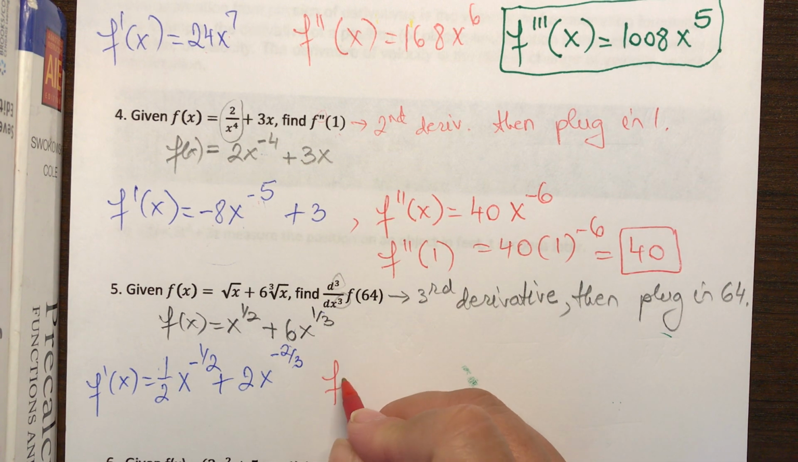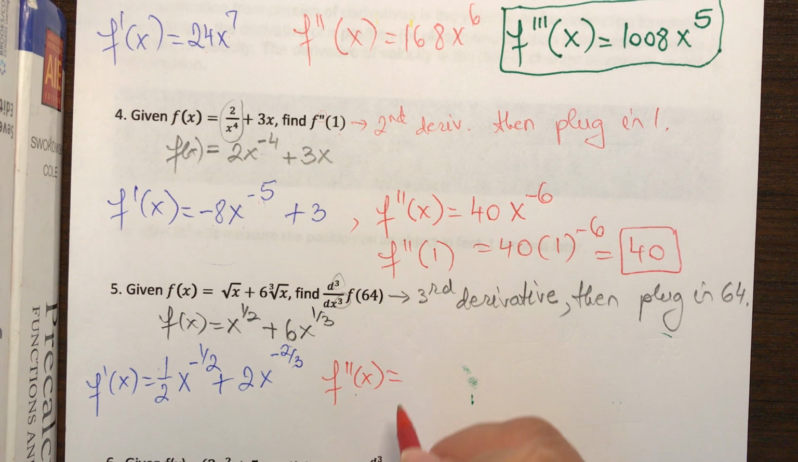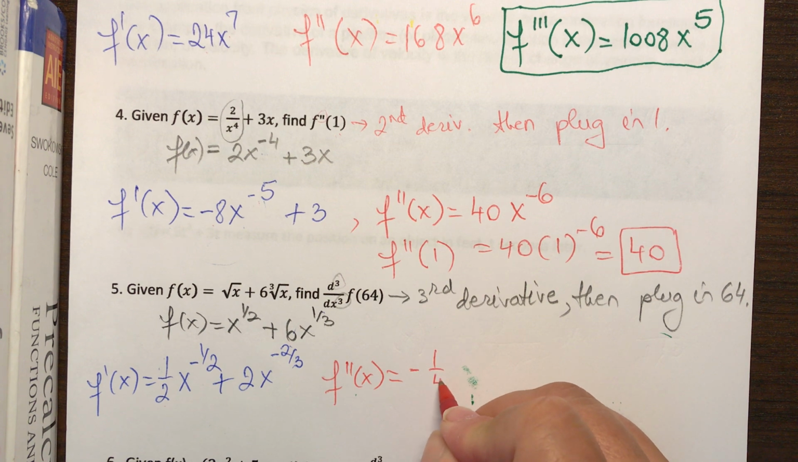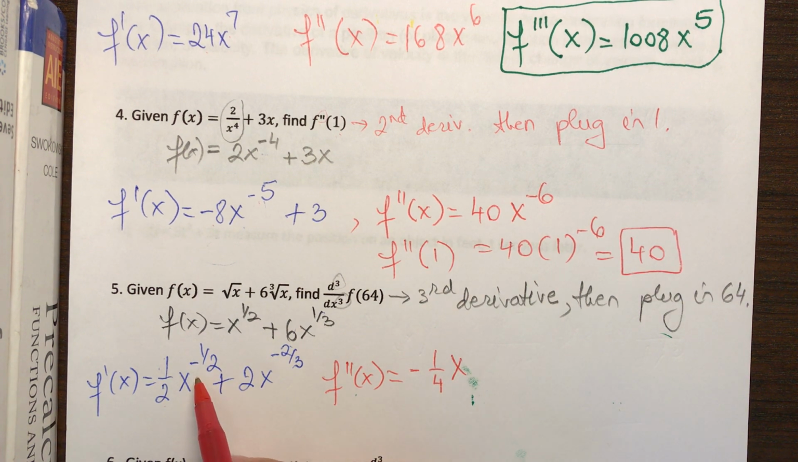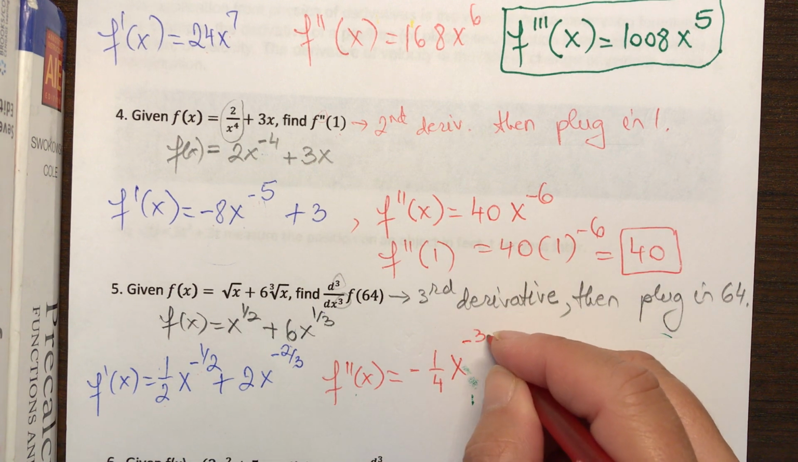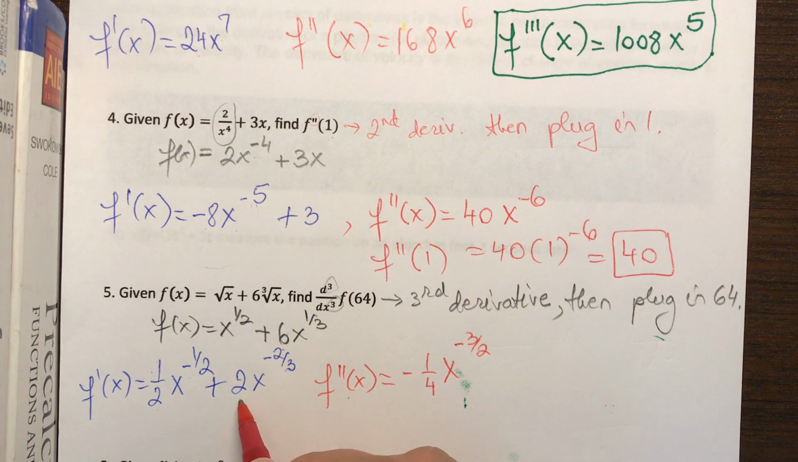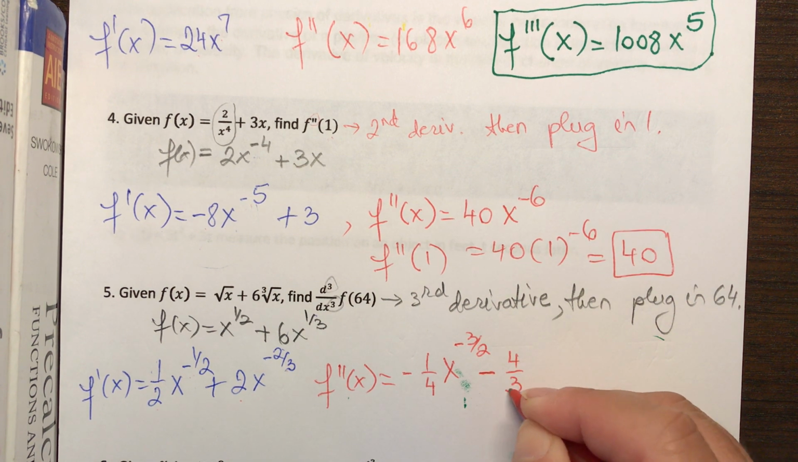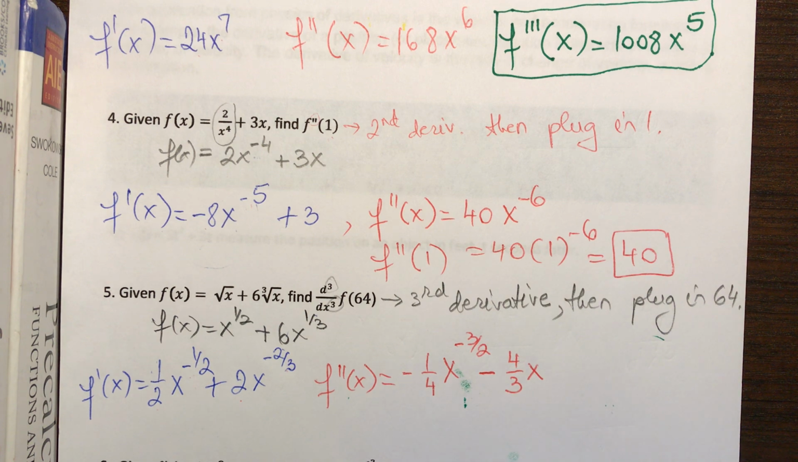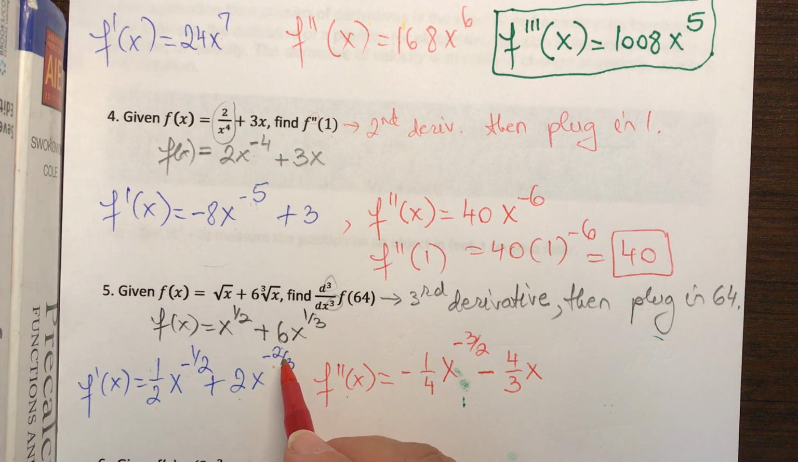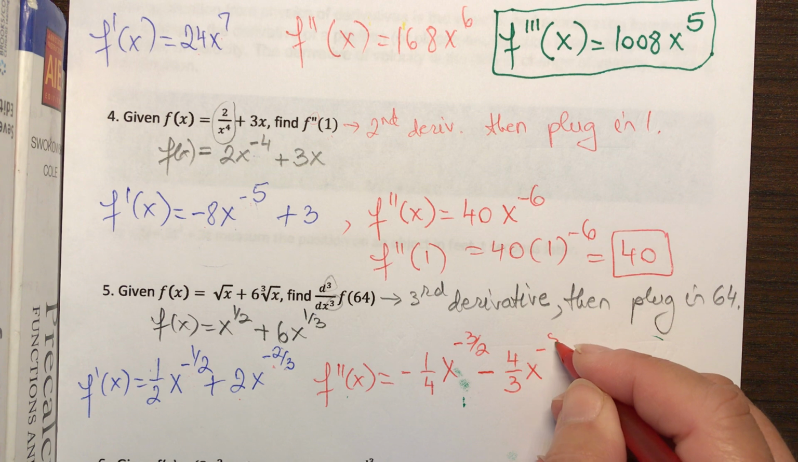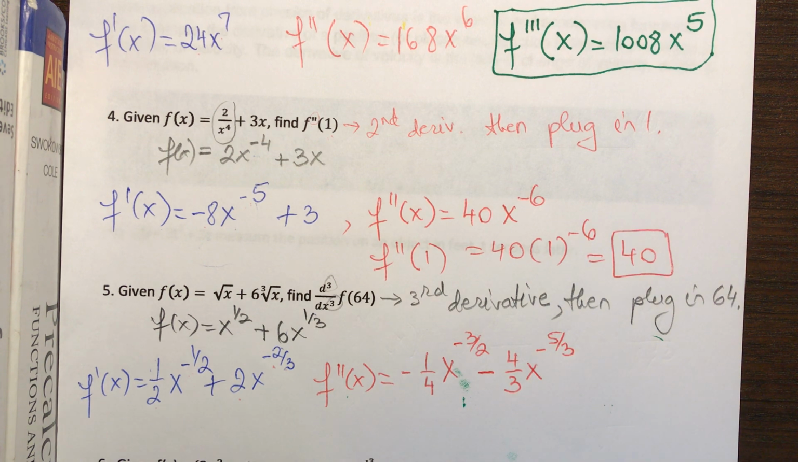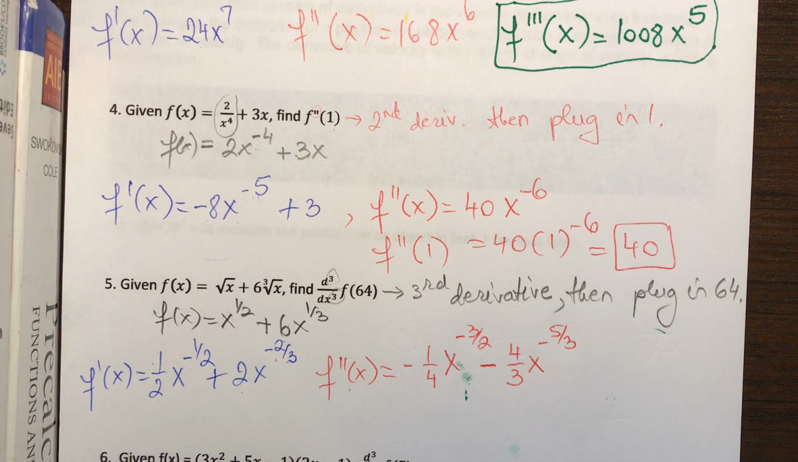What's the second derivative? A half times negative 1/2 is negative 1/4. X to the negative 1/2 minus 1 more is negative 3/2. 2 times negative 2/3 is in fact a negative 4/3. X to the negative 2/3 minus 1 more is negative 5/3. Remember 1 is 3/3, so all right.